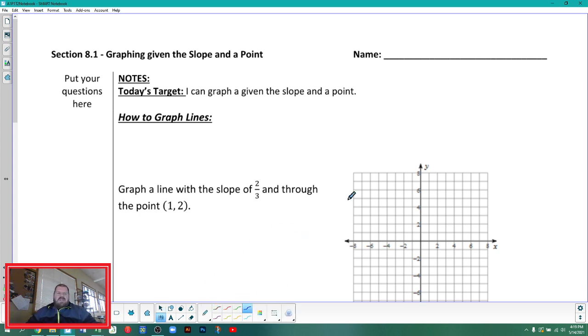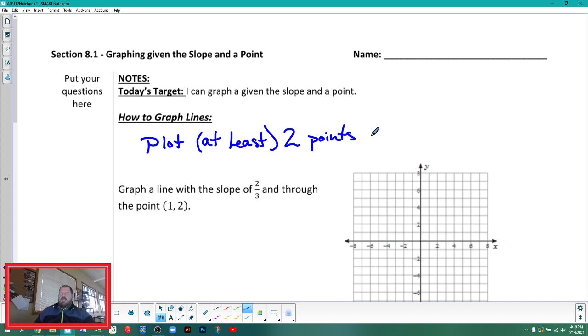But today we're going to start looking into graphing. And today we're going to look at graphing given the slope and a point. So to start here, the key to graphing lines is to plot, I'm going to say at least 2 points and draw a straight line.